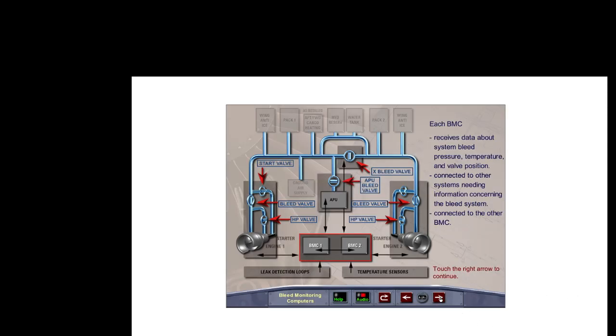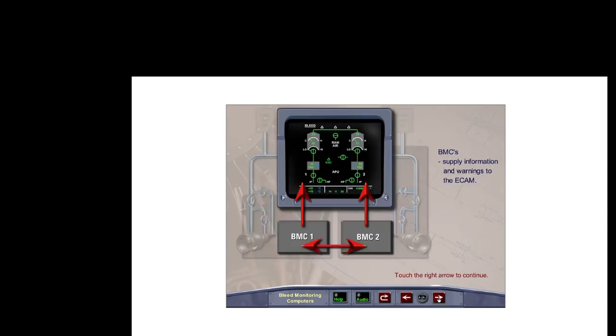Each BMC receives information from the bleed system, including system bleed pressure and temperature and valve position. Each BMC is connected to other systems needing information about the bleed system and to the other BMC. The two BMCs also supply information and warnings to the ECAM.